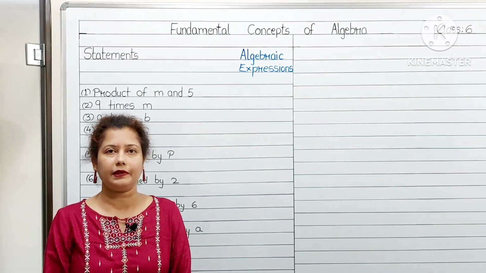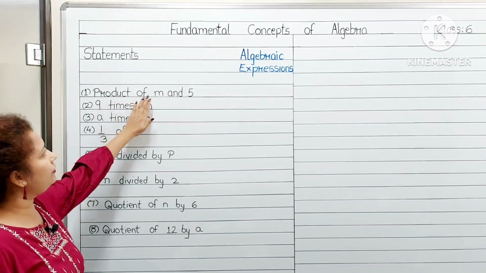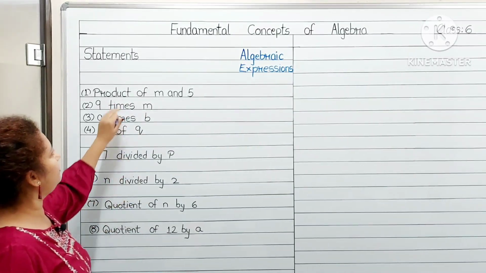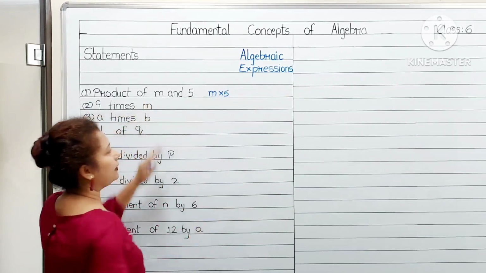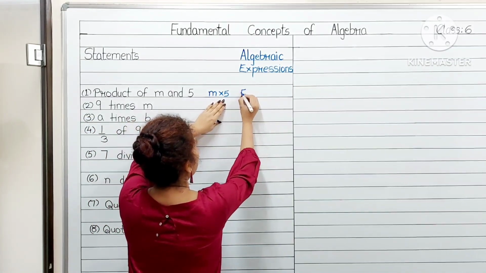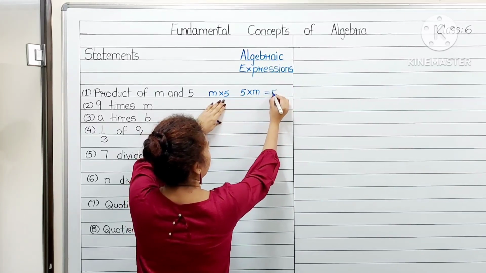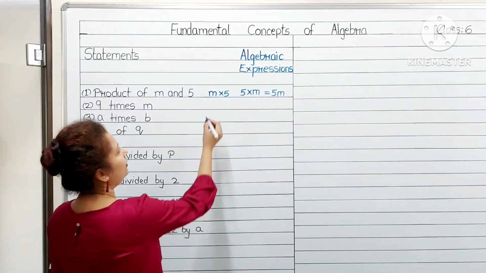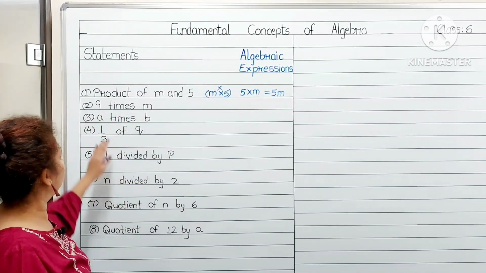Now we will see a few statements for multiplication and division. First statement is product of m and 5. The word product means it is multiplication. So here product of m and 5. So m into 5. But for multiplication, always remember that we write the constant first and then we write the variable. So 5 into m and it becomes 5m. And usually we don't give the sign of multiplication. So we don't write it in this way. We write the constant first and then the variable.